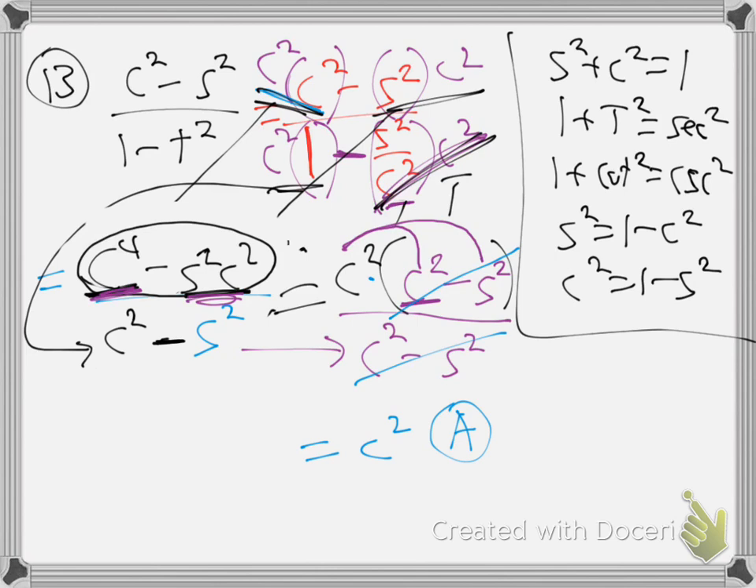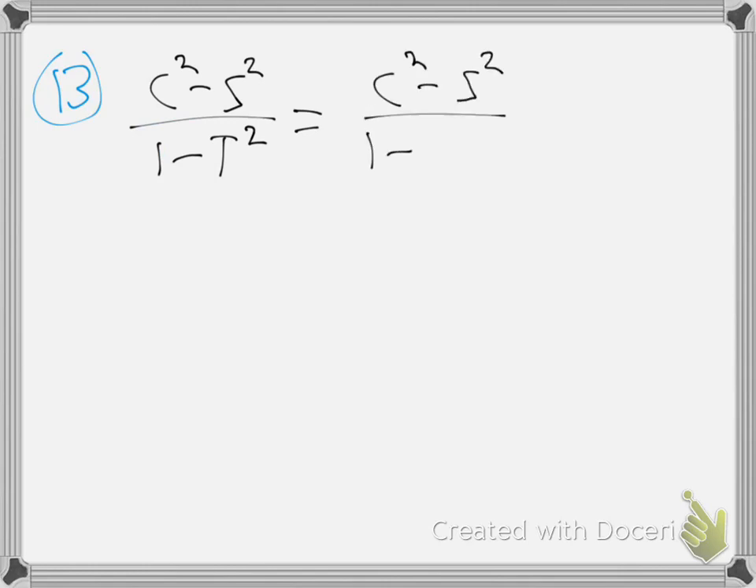Is it okay if I just write it one time again really clean? It just got so messy. So one more time really clean: c squared minus s squared over 1 minus t squared. The first thing we did, as Elise mentioned, and it was a good idea, was make tangent become sine squared over cosine squared, because tangent squared is sine squared over cosine squared.